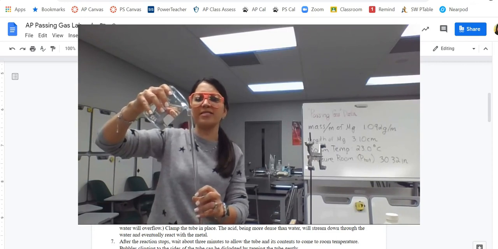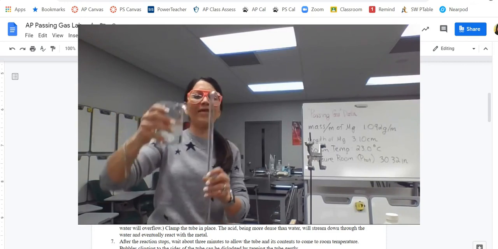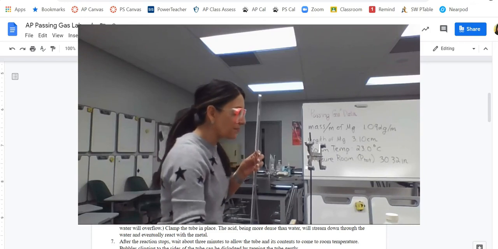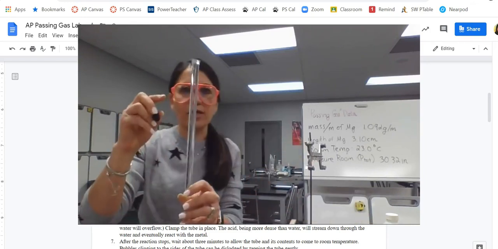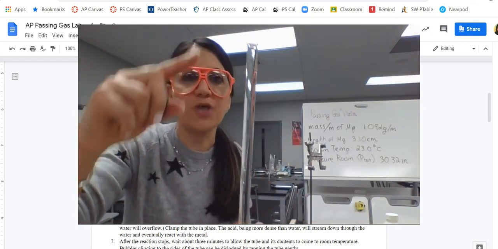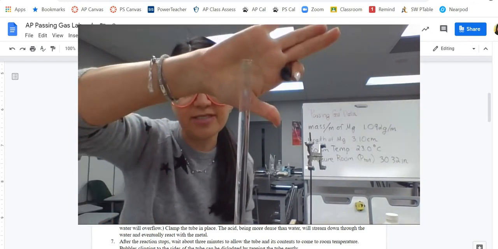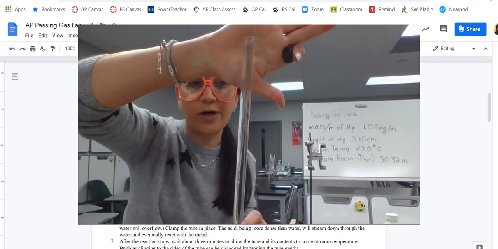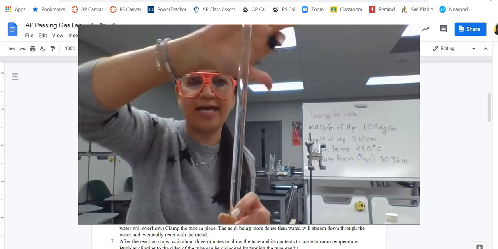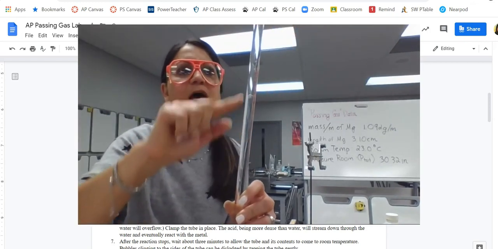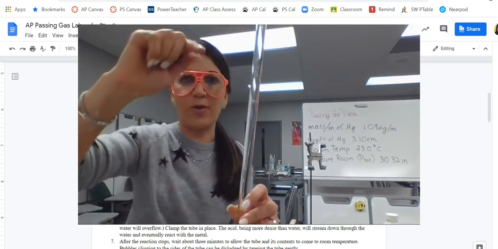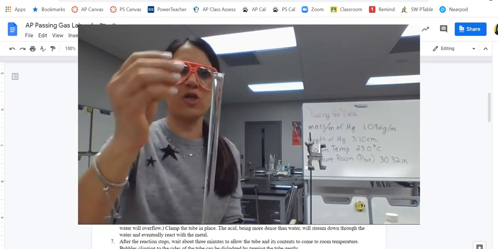Now I want to get this to the point where, when I add the stopper inside, I don't want any air bubble. I specifically want this to be where I know that it's just gas inside of here. There are little tiny bubbles of air that were trapped when I poured the water in, so those are slowly rising.